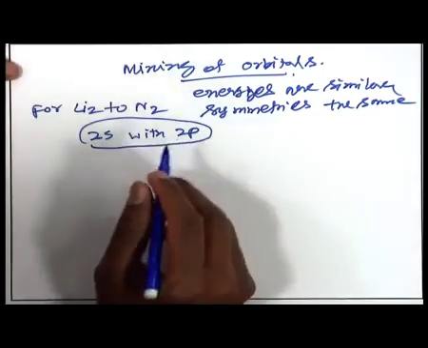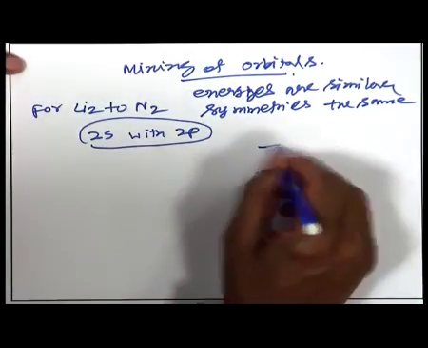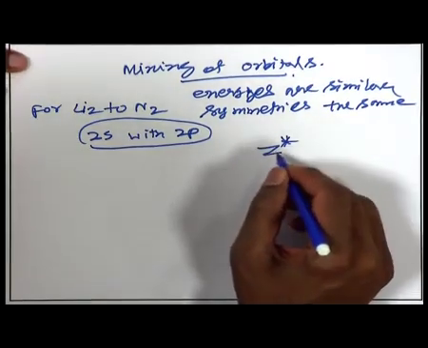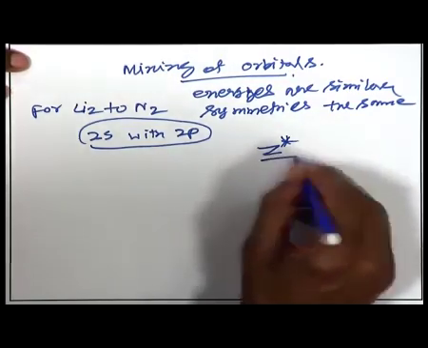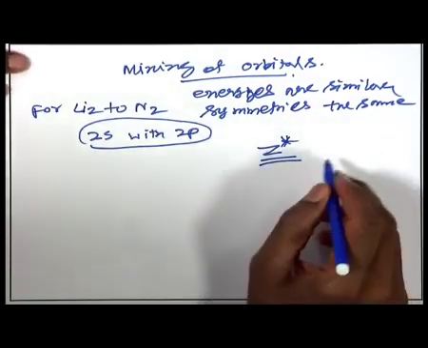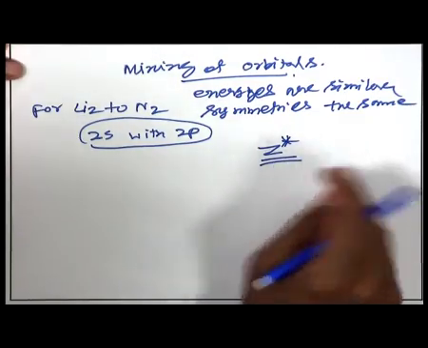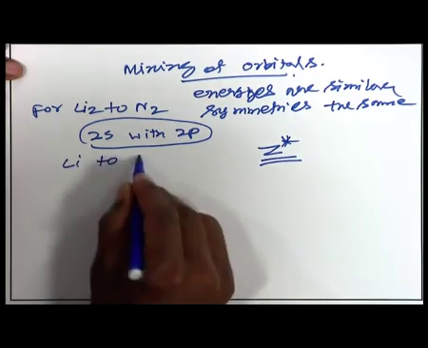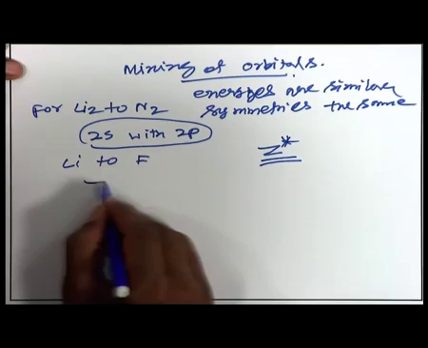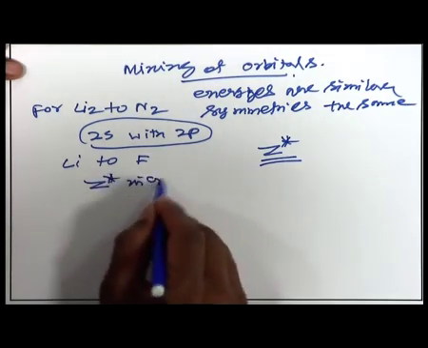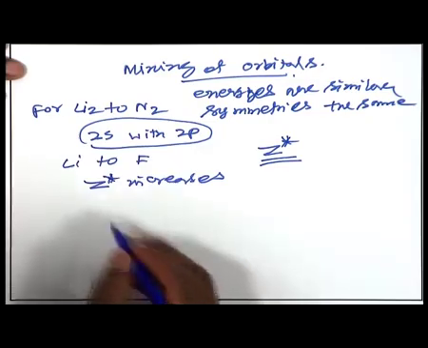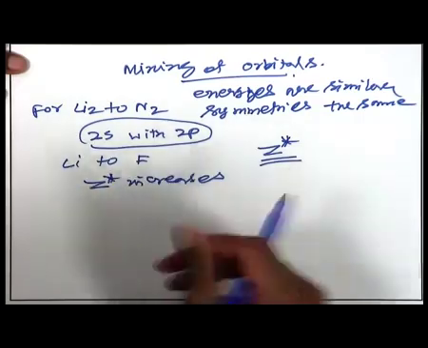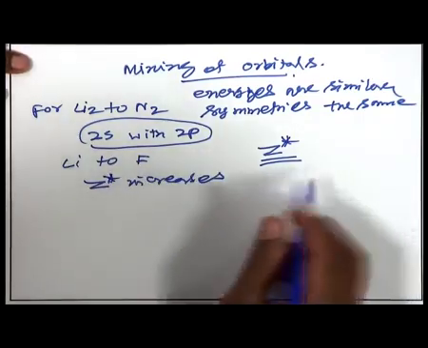Because the mixing depends on the effective nuclear charge, that is represented by Z star, which is lower than the actual nuclear charge. So, this is called the effective nuclear charge. That effective nuclear charge increases from left to right. So, when you go from lithium to fluorine, the effective nuclear charge, Z star, increases. Nuclear charge means the power to attract electrons towards itself, so that increases from lithium to fluorine.